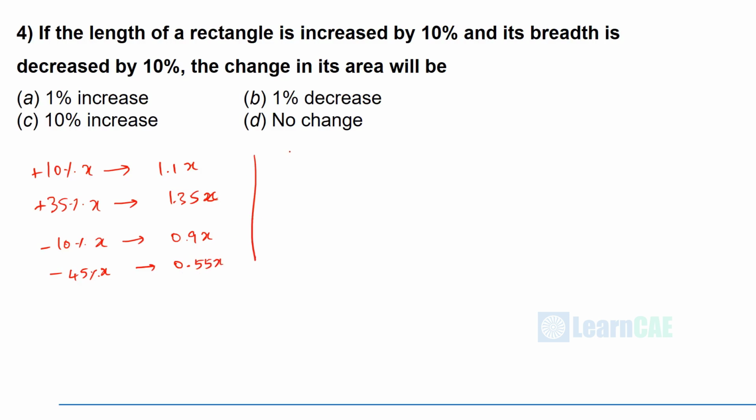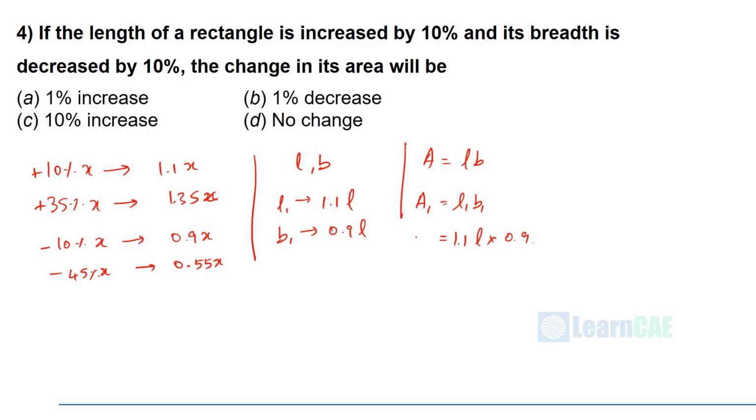Similarly, here the original values of length and breadth are L and B, and once the values are changed, L1 is nothing but 1.1 L and B1 is nothing but 0.9 B. So the original area A is equal to LB. The new value A1 is equal to L1 B1, which is nothing but 1.1 L into 0.9 B. So you have to multiply these, and this is nothing but 0.99 LB. So the final area A1 is equal to 0.99 A.